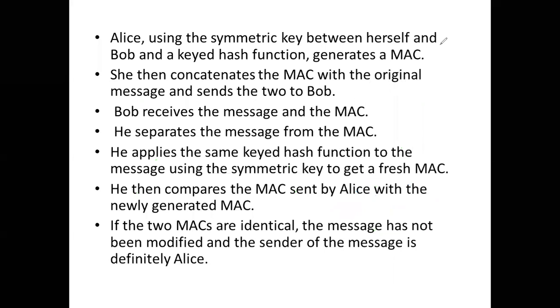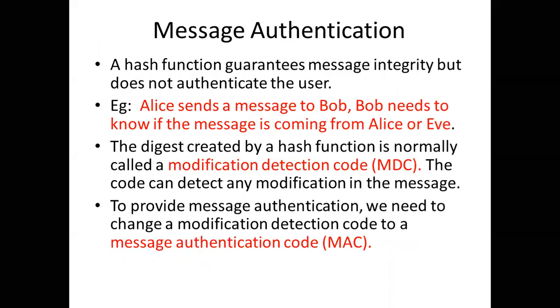Now what we'll do is we'll try to understand how message authentication is implemented. Till now we understood message confidentiality and message integrity. Now we'll try to understand how message authentication is executed. Just now we learned that we can make use of a hash function to preserve the integrity of the message. A hash function guarantees message integrity, but it does not authenticate the user.